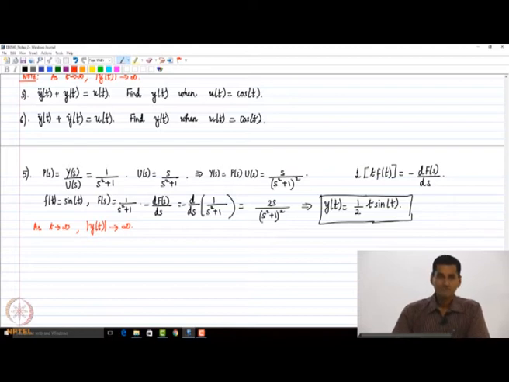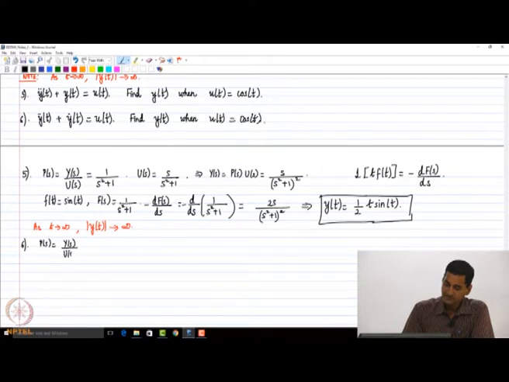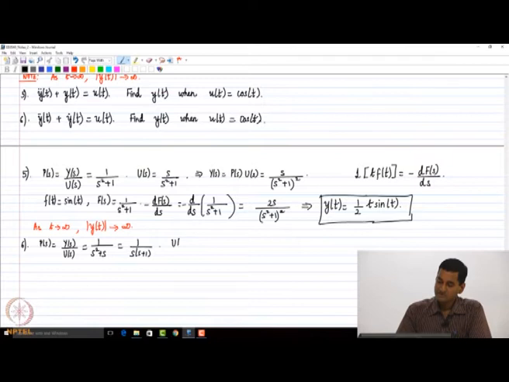Correct? Okay. Now we do problem number 6. We already know that the plant transfer function is equal to 1 divided by s squared plus s, which was nothing but 1 divided by s times s plus 1. Once again we have to do it for u of t equal to cos t. So u of s is s divided by s squared plus 1.